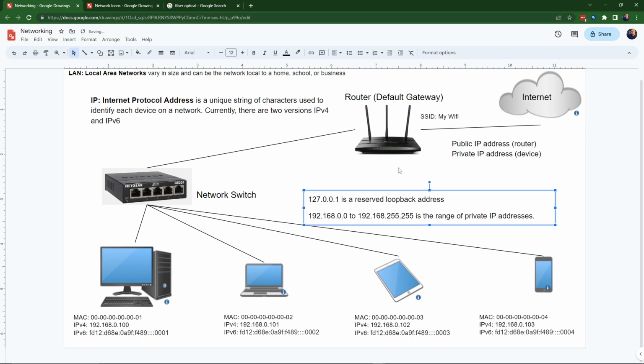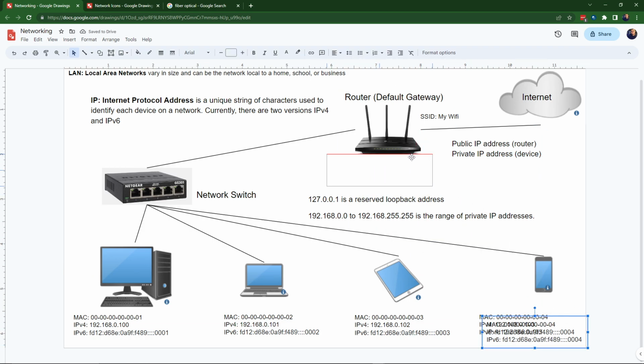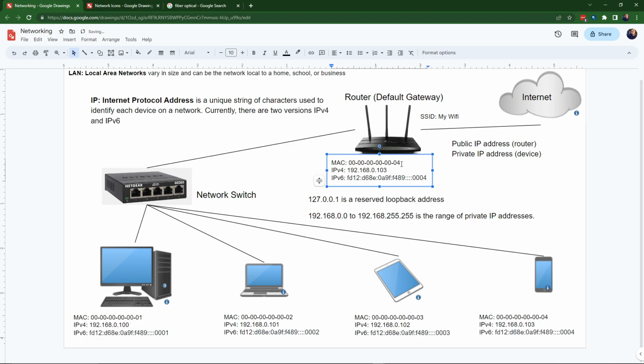Now, the router needs its own IP address as well because it's a part of the same network as these other devices. It will also need its own MAC address. So I'm going to copy these right here and move it up here and give it its own MAC address too. Let's just call this 0 for this one up here. I'll leave that one 0 too.